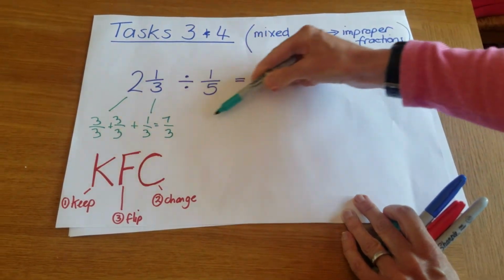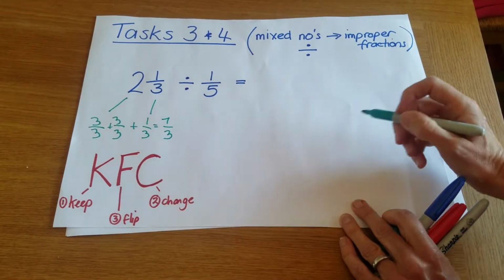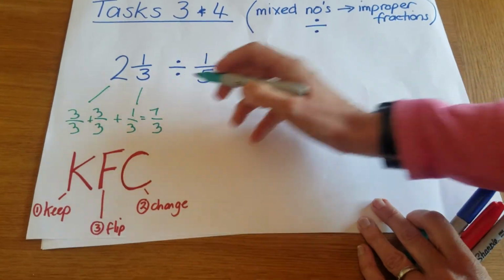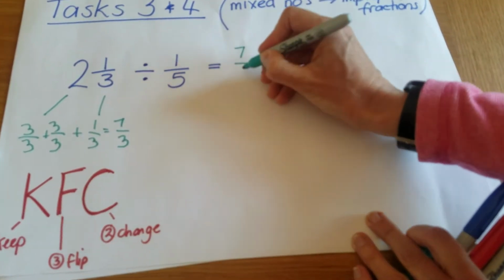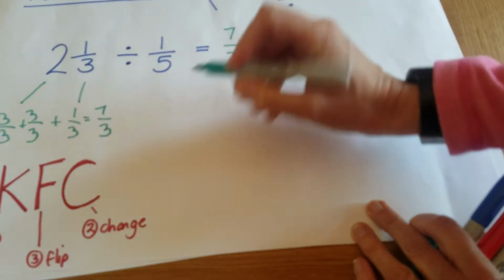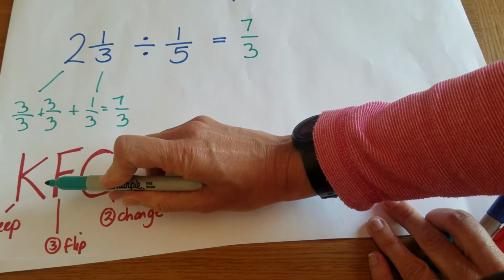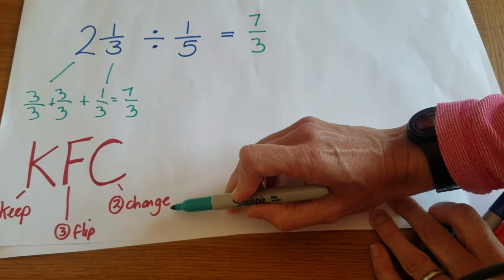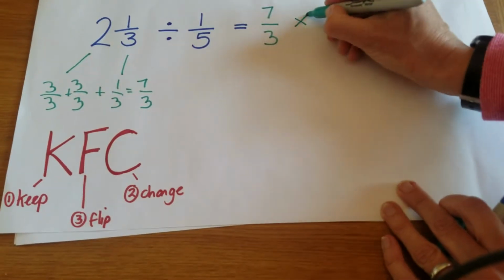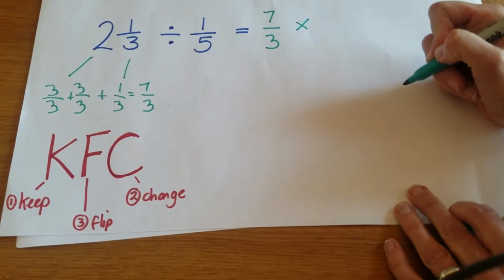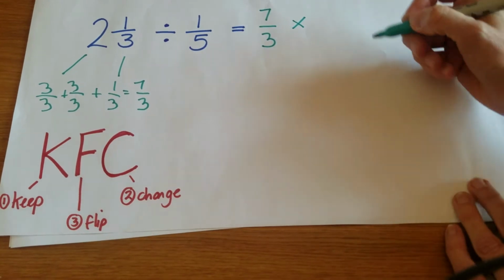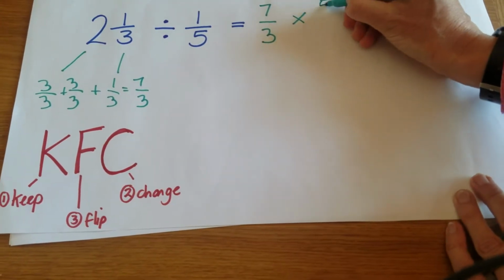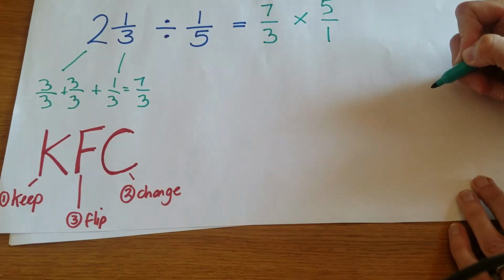So let's now rewrite this, and we're going to do our KFC. So we're going to rewrite this as 7/3. So we're going to keep the first fraction. We're then going to change the sign from division to multiplication. And then we're going to flip the last fraction, so it's going to become that.